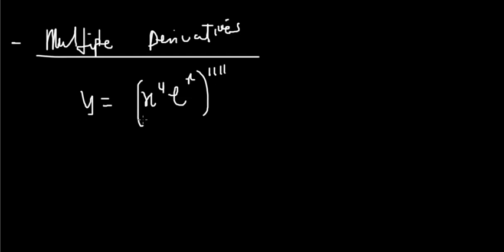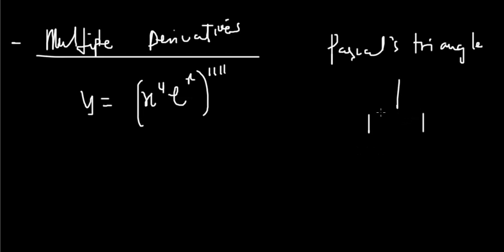In order to do this, you would need to use product rule, partial derivatives and all that. There's no need to do that once you know Pascal's triangle. In case you've forgotten Pascal's triangle, that is what you use in binomial expansion. So we have 1 here, 1 here, 1 there, and then you just keep this.